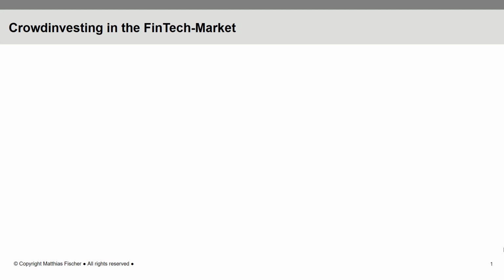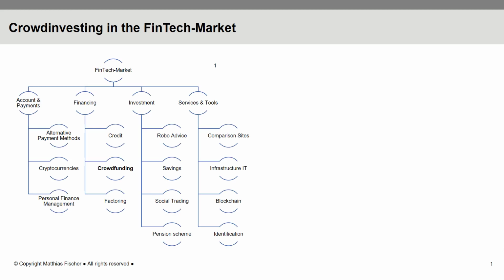Where can crowd investing be found in the FinTech market? The FinTech market is divided into the segments account and payments, financing, investment, and services and tools. Crowdfunding is located in the FinTech segment financing because the financing of projects, private or corporate clients, is done by a large number of people, the so-called crowd, who are recruited as investors via the internet.